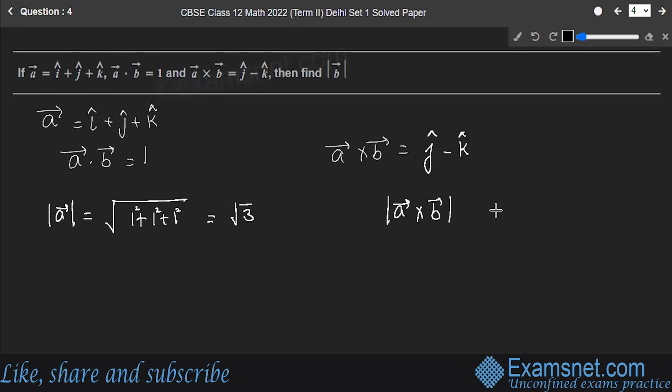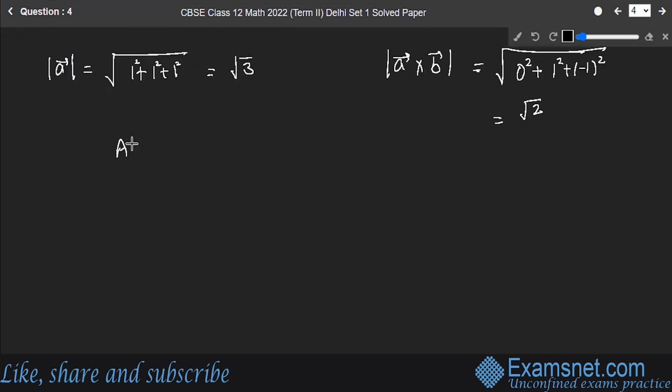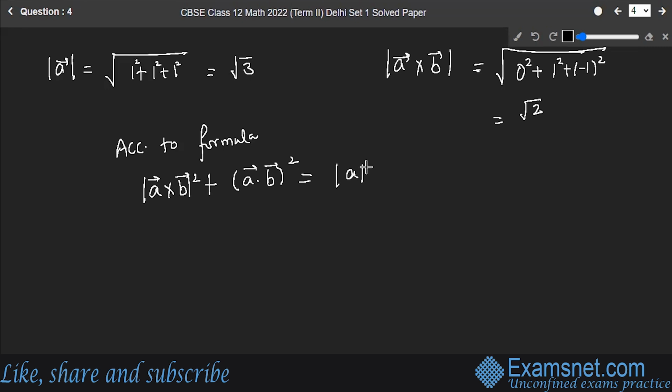Magnitude of A cross B vector is equal to root of 0 square plus 1 square plus minus 1 square. That's equal to root of 2. Correct. Now we have a formula. We'll use formula 1, that according to the formula the sum of the squares of the cross product and the dot product is equal to the product of the squares of their magnitudes, right?